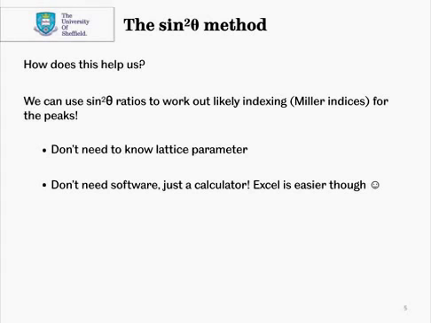So we're going to use a method called the sine squared theta method. This will help us to work out likely indexing, or Miller indices, for the peaks that we've observed. The advantage of this method is that we don't need to know the lattice parameter and we don't need to use any software, just a calculator. I use Microsoft Excel though, it makes it a bit easier.